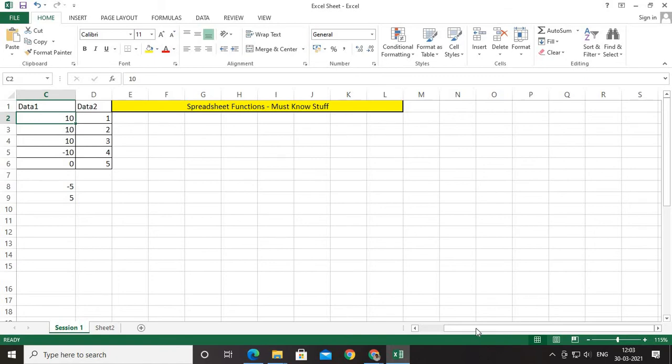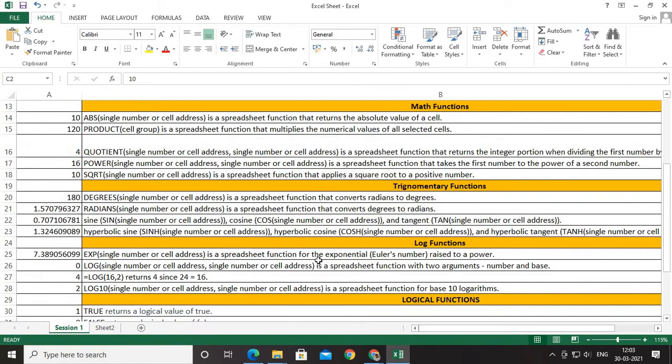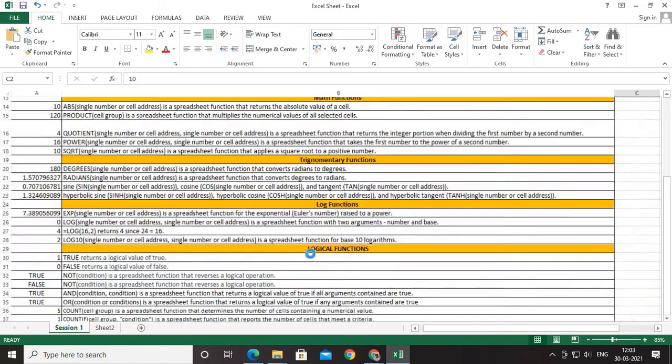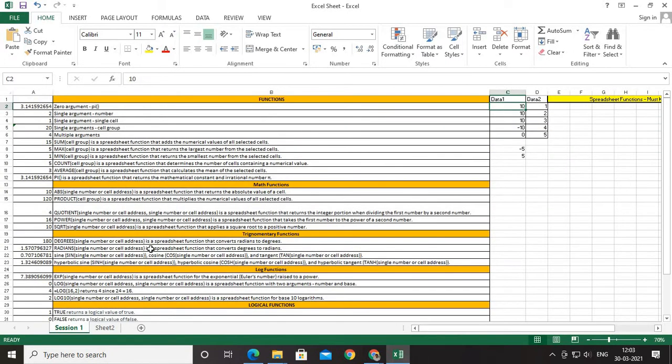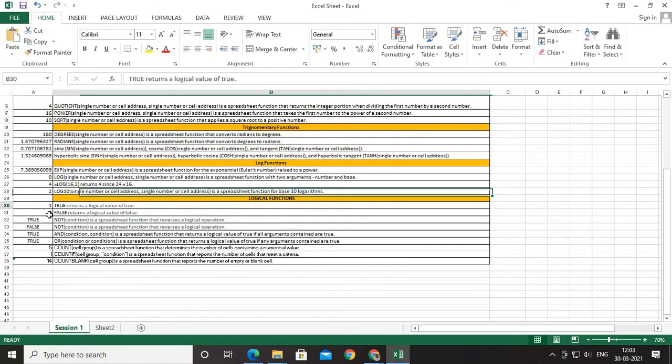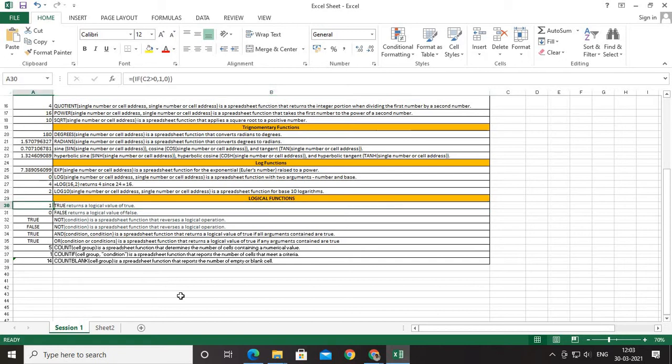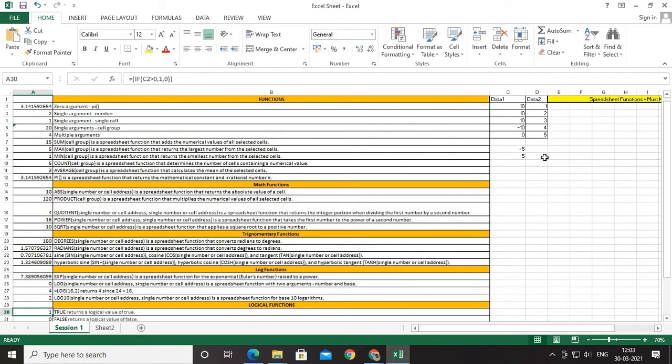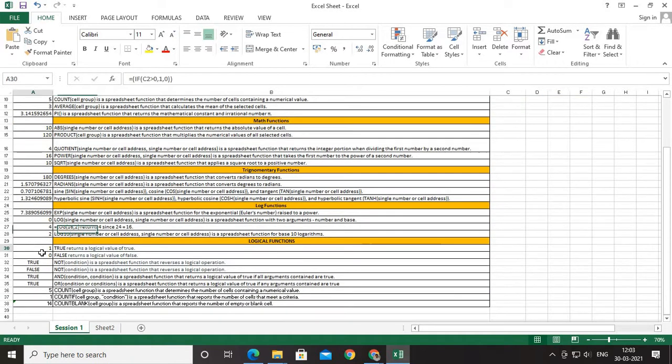C2 is 10, so you can see that here. Let's come back here. Let me reduce the size so that you can see it clearly. Now you can see that TRUE returns a logical value of true, and FALSE returns a logical value of false, which means 0 will be returned in case it is a failure, and 1 will be returned in case it is true. So C2 is greater than 10, so it is true, we got 1.